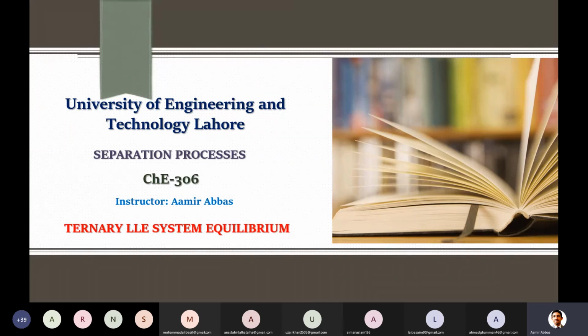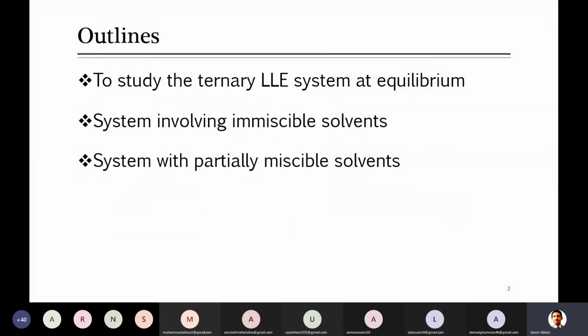I think by the next lecture we will finish all this, and I will let you know then when we will come back to chapter 8. So till then, chapter 4 section 4.4. Here in this lecture we will study what a ternary liquid extraction system at equilibrium is, and we will discuss two types of systems.